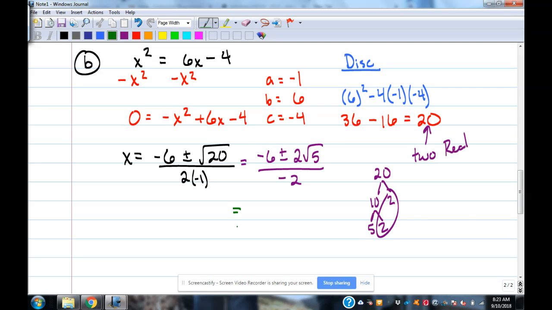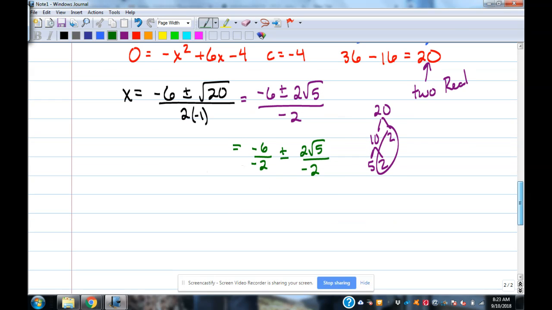And we're going to simplify a little bit further. We're going to split it apart. Remember, that's what we're going to do every time. So when I split that apart, it'd be -6 divided by -2 plus or minus 2 radical 5 divided by -2. Well, what's -6 divided by -2? 3. +3. Be careful of that. What happens here with this 2 on the outside and this 2 down here? They're going to cancel each other out.